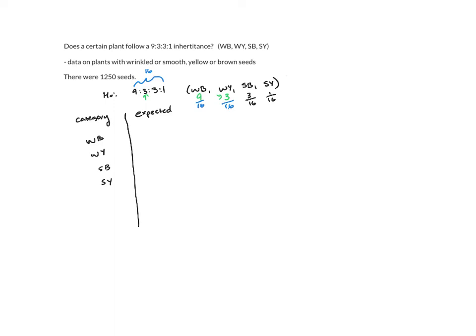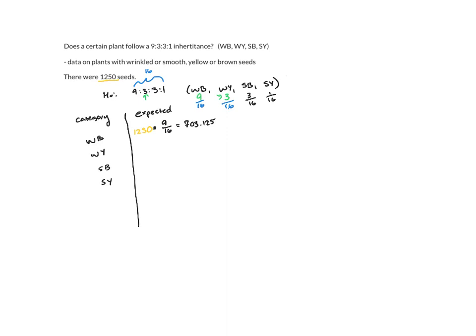Well, if I want to calculate the expected number of wrinkled brown seeds then, all I'm going to do is take that ratio. I could convert it to a decimal, but then I might have to round it and lose some accuracy. So I'm just going to take it as written. I'm going to use my total number of seeds here, 1,250, and multiply it by my expected percent, 9 out of 16. When I do this, I'm going to get a decimal, and to preserve accuracy, I'm going to keep those decimal places. That is 703.125. In the future, we'll round to 2 decimal places. For this example, I'm going to keep 3, once again, just for accuracy.